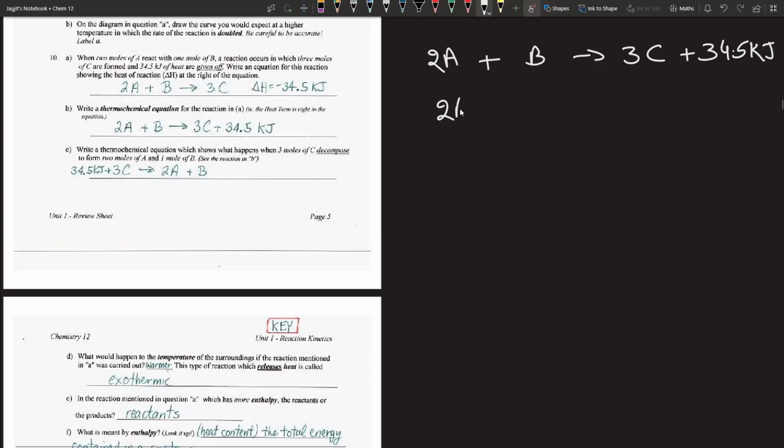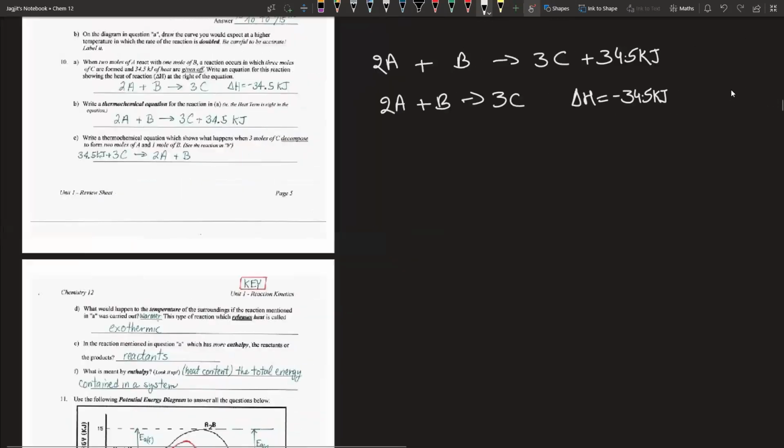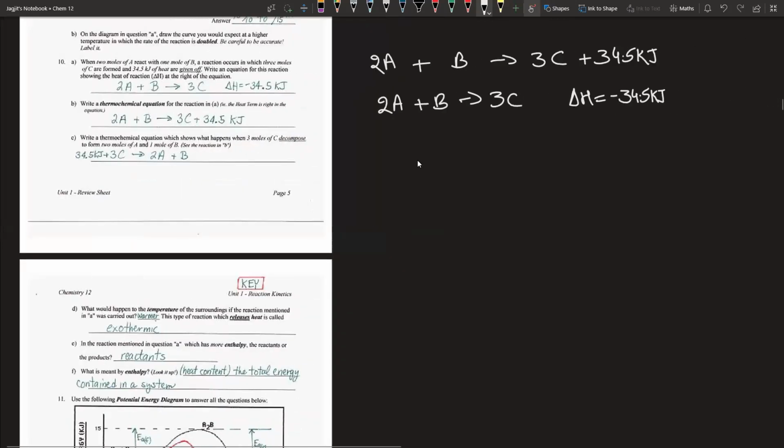Another way I could have written this equation was I could have said 2A plus B becomes 3C, and on the side, I could have said my change in H is negative 34.5 kilojoules, because for exo, my change in H is negative, right? That's another way I could have written that. So the first part says you write the equation in the first form. Second part says write the equation in the second form. So we've done that, okay?